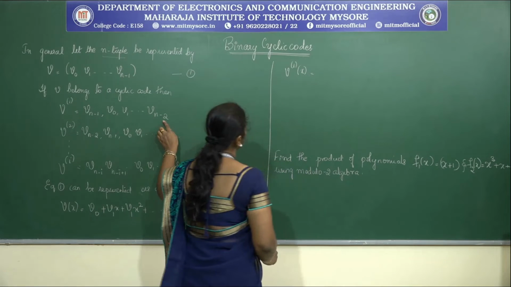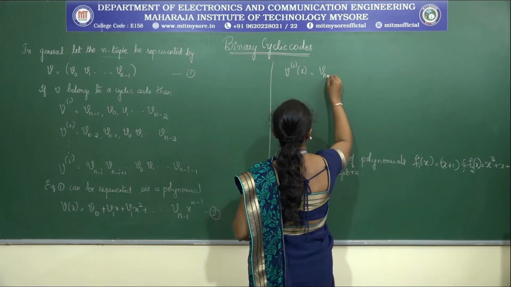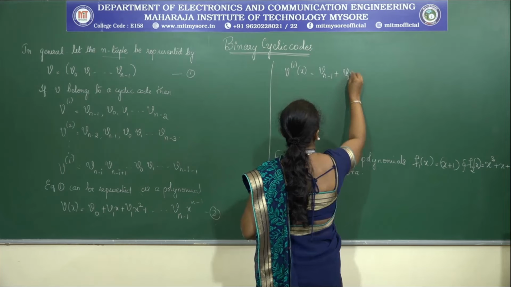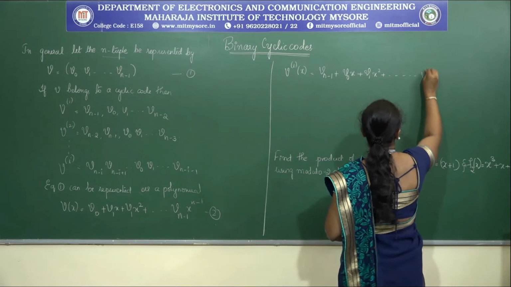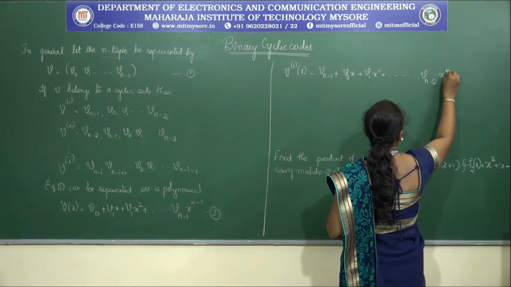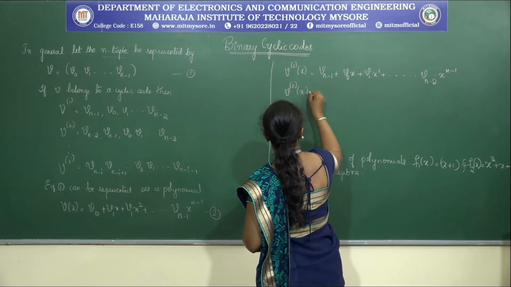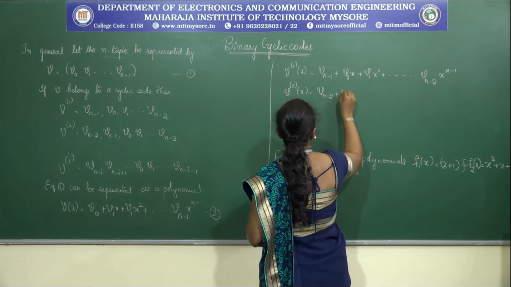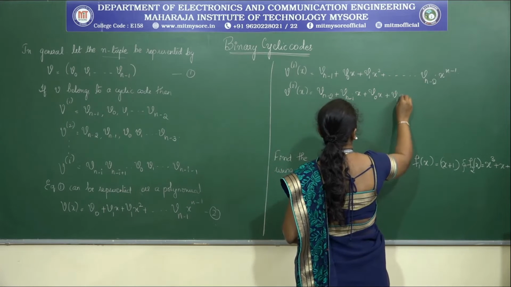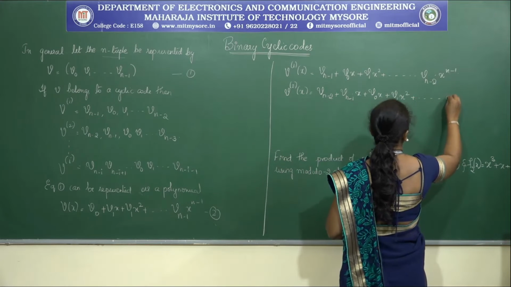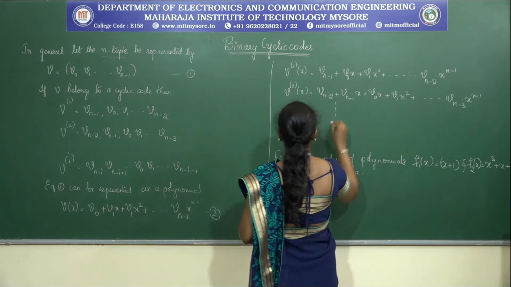Now if we continue, v1 of x will be vn-1 plus v0 into x plus v1 into x square, and this continues up to vn-2 into x to the power of n minus 1. Next, v2 of x is equal to vn-2 plus vn-1 into x plus v0 into x square, and so on, up to vn-3 into x power n minus 1.